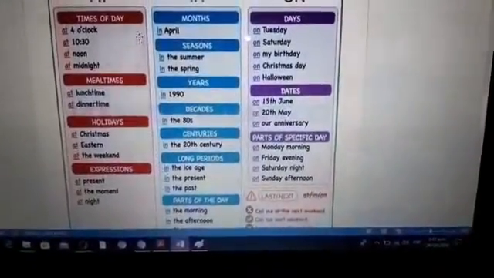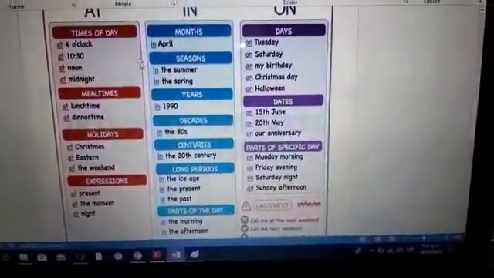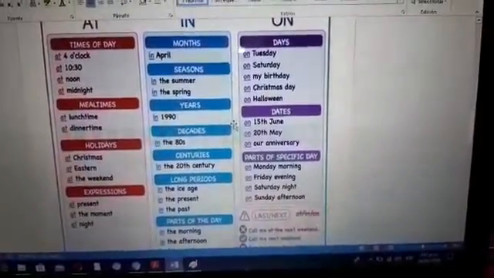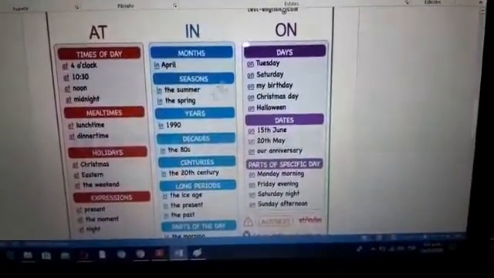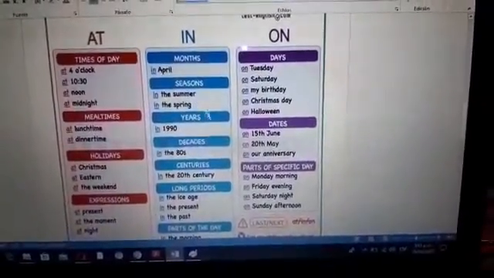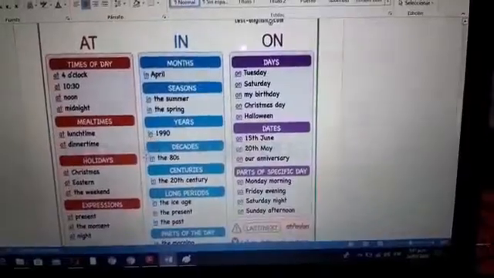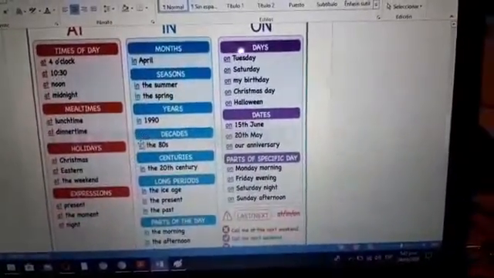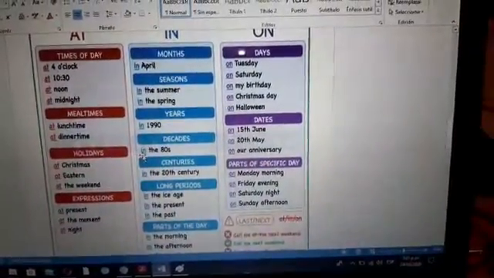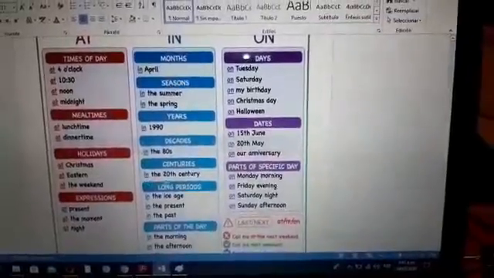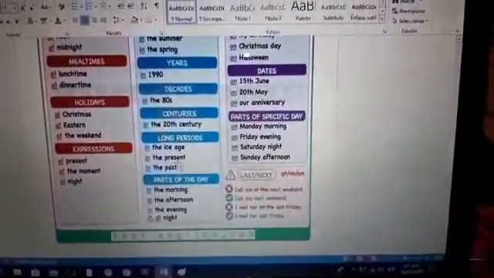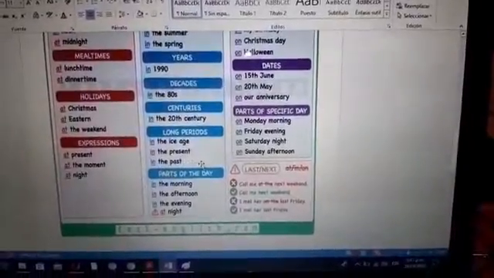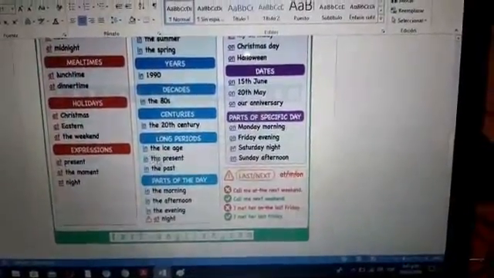For example, if I want to say in January, in April, in December, I use the preposition in. In the summer, in the spring, in 1990. For example, with decades, we say in the 80s, in the 20th century. Long periods like in the present, in the past, we add the preposition the.